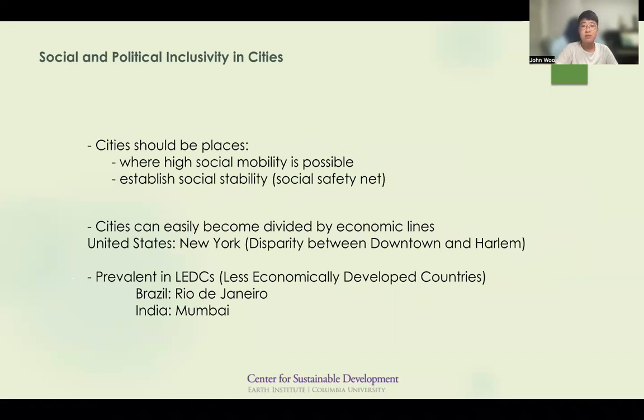Furthermore, cities should be places of high social mobility and aim to establish social stability. Yet with ineffective planning, cities can become deeply divided on economic lines. It is important that cities have social safety nets that prevent wealth disparity from being prevalent. Although this problem is most serious in less economically developed countries such as Brazil with the case of Rio de Janeiro or in India with the case of Mumbai, even in more economically developed countries such as the United States with the case of New York City, there is still a significant wealth disparity between the poorest and richest sectors of the city.